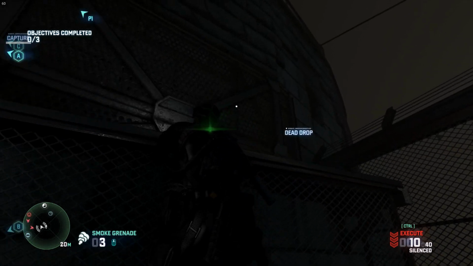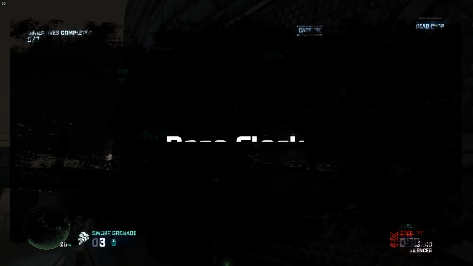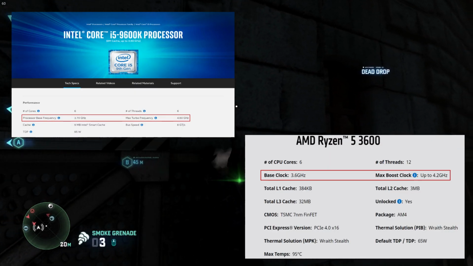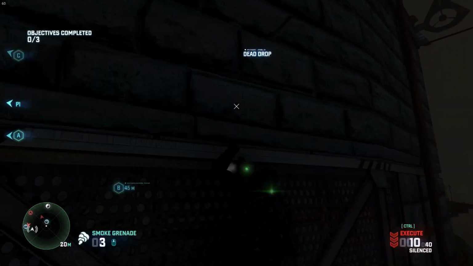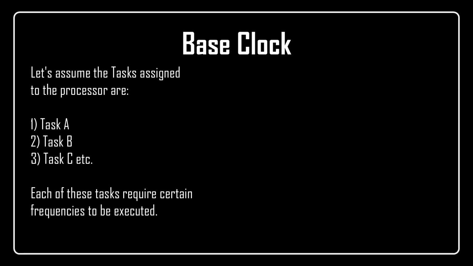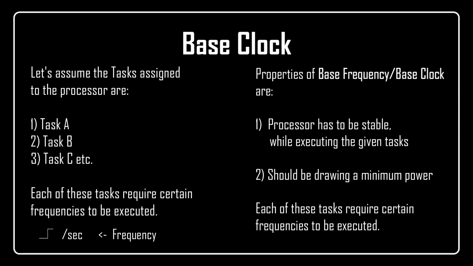Next, we will talk about something which we come across way too often. It's practically the first thing we see when we look at a CPU. I am talking about base and boost clock. First, let's focus on base clock. A processor has various tasks assigned to it and it executes them while running at a certain frequency. Obviously, it needs some power to perform these tasks, right? Now, base clock, which is also known as base frequency, is that frequency on which the processor remains stable while executing the tasks and draws minimum amount of power.